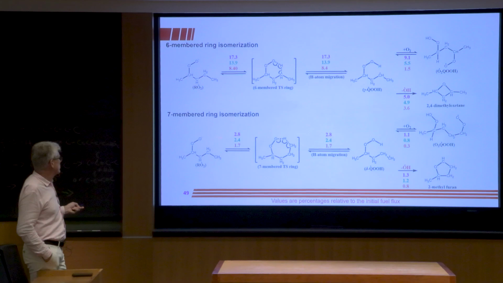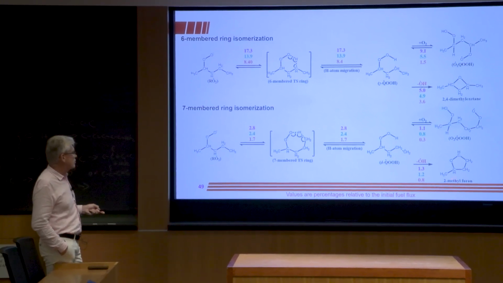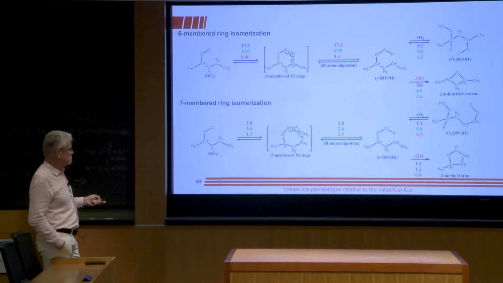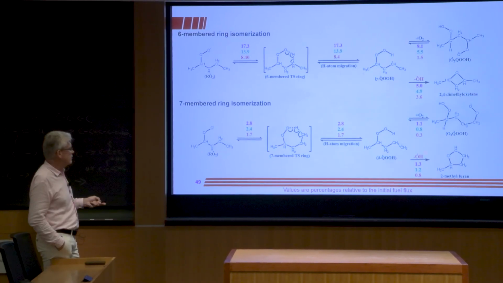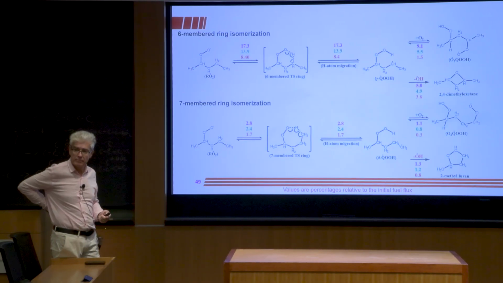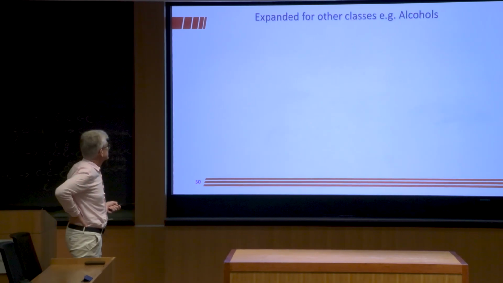And then if we go through the 7-membered ring, most of the 7-membered ring proceeds to give you the cyclic ether plus OH. Well, I would say most of it, it's actually maybe 50-50 rather than 2/3, okay? So this is just showing you the fate of the different species, okay, in this analysis for n-pentane, okay?